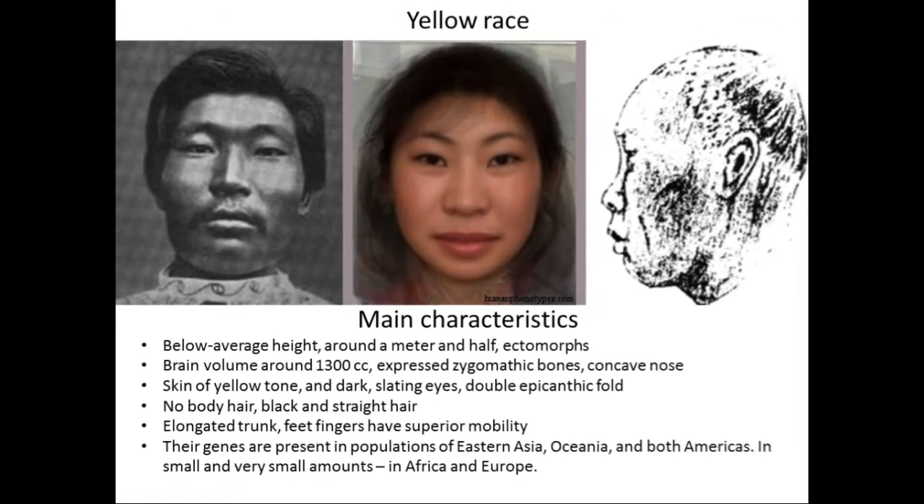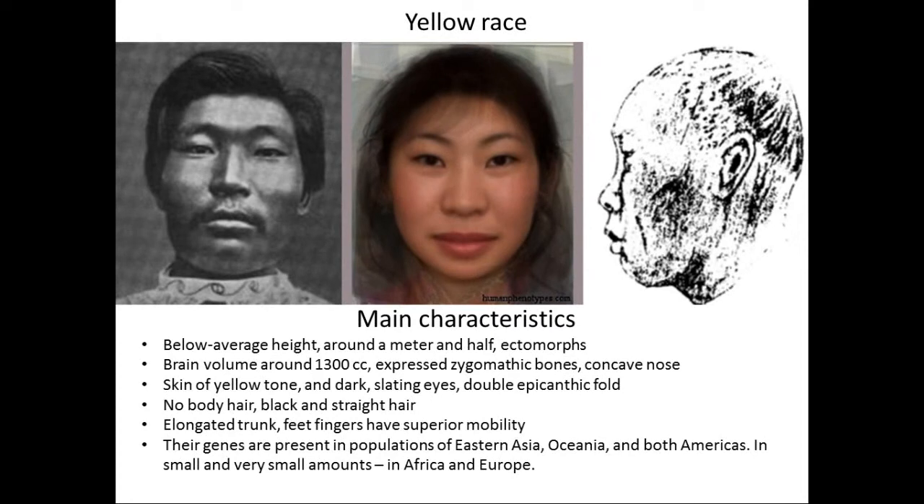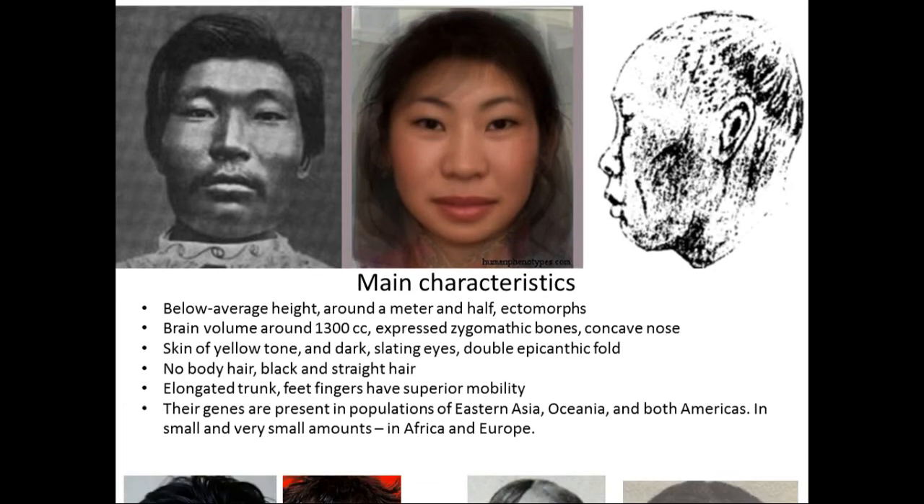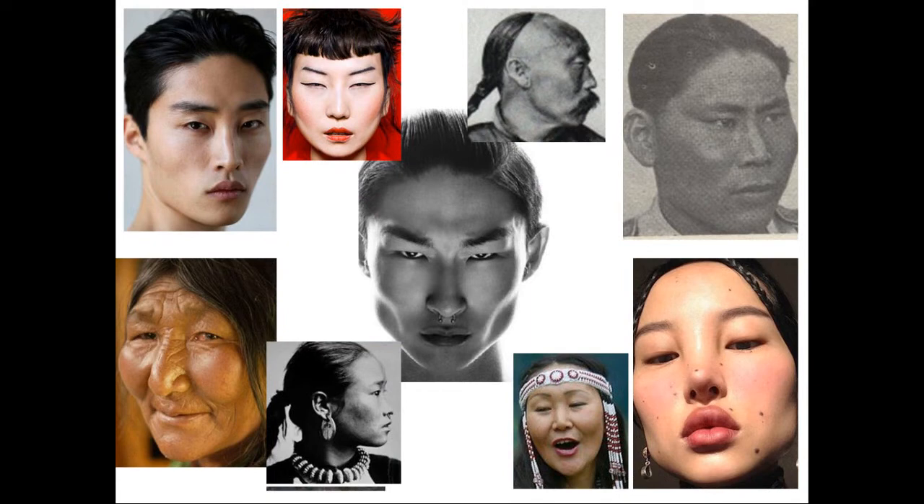The yellow race, below average height, around 1.5 meters, ectomorphs, brain volume around 1300 cubic centimeters, express zygomatic bones, concave nose, skin of yellow tone and dark slanting eyes, double epicanthic fold, no body hair, black and straight hair. Elongated trunk, feet fingers have superior mobility. Their genes are present in populations of Eastern Asia, Oceania and both Americas, in small and very small amounts in Africa and Europe. Here we have a few examples of more or less pure representatives of the yellow race.